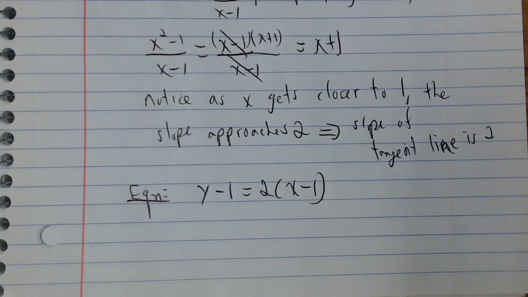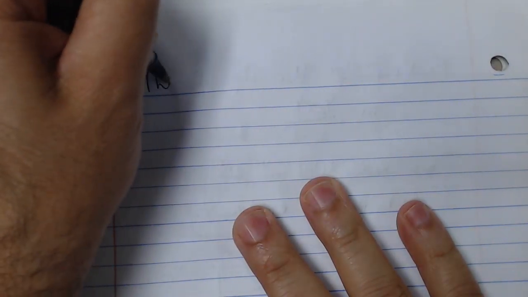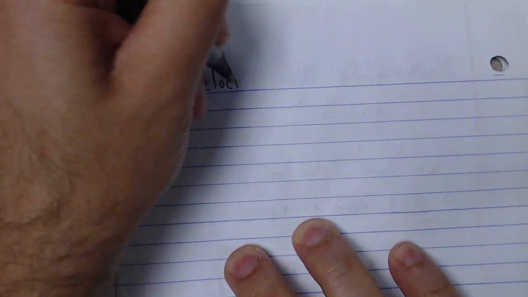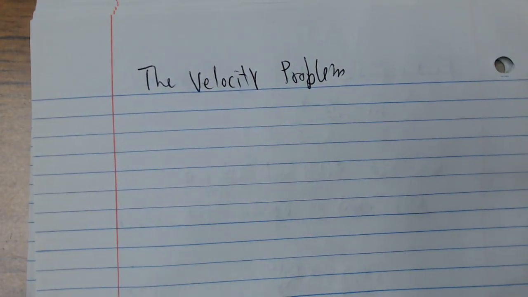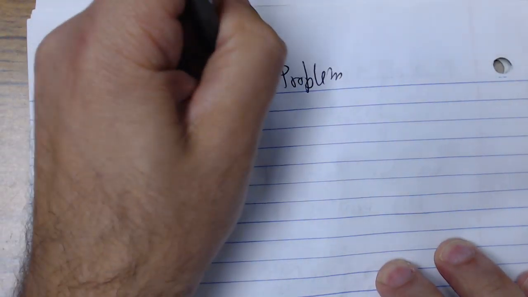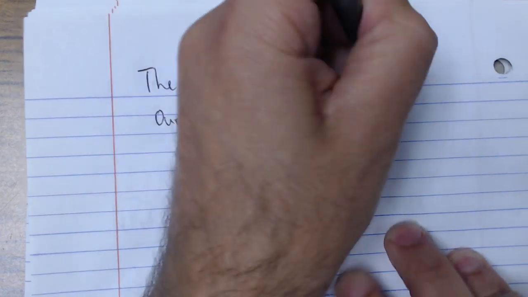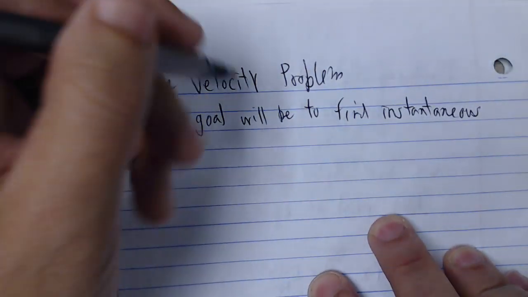Okay? So that takes care of the first problem, which has to do with the tangents. And then the second example, which we'll get into, has to do with the velocity problem. Okay, so the velocity problem gives us this simple goal. So our goal will be to find instantaneous velocity.